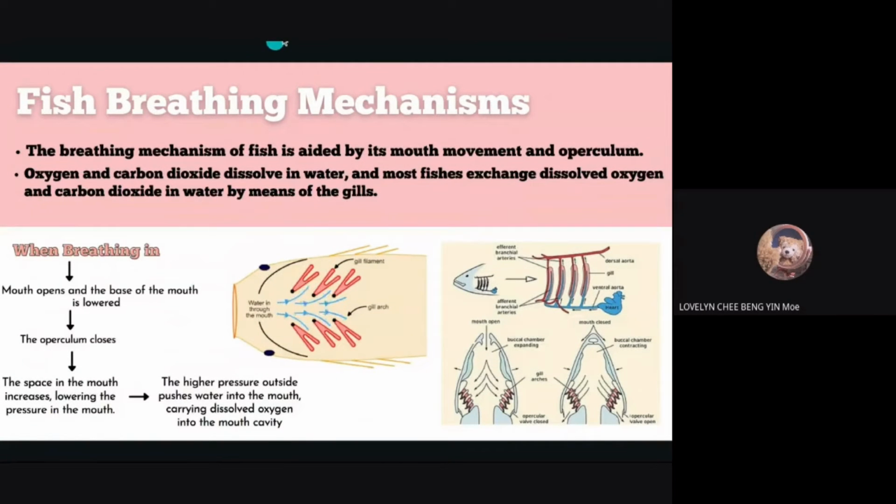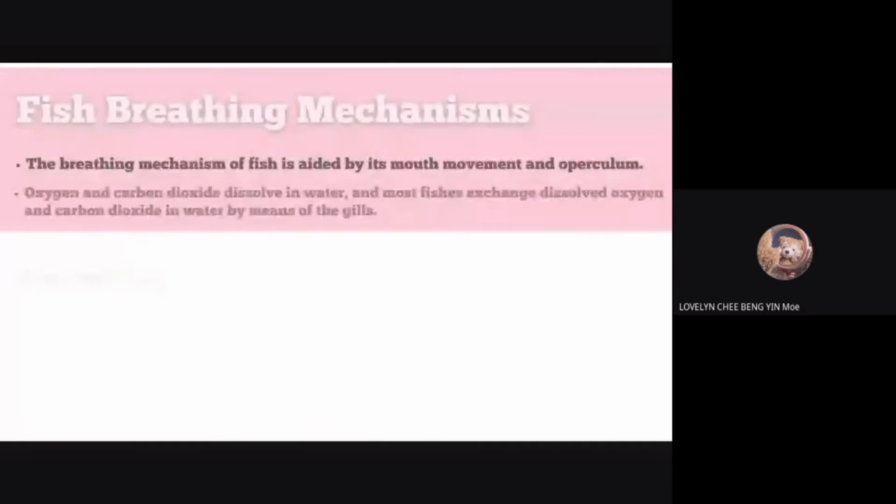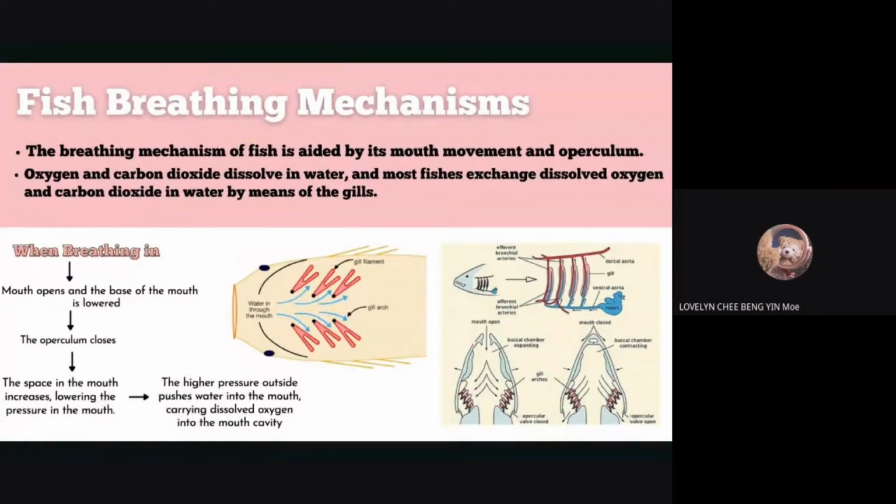Now I would like to talk about the breathing mechanism of fish. The breathing mechanism of fish is aided by its mouth movement and operculum. Ventilation takes place when the fish swims by opening and closing its operculum. This pushes water into the mouth and subsequently through the gills. The ventilation increases the flow of water over the respiratory surface.